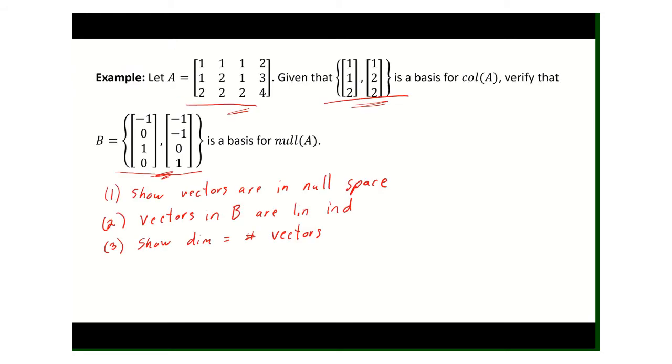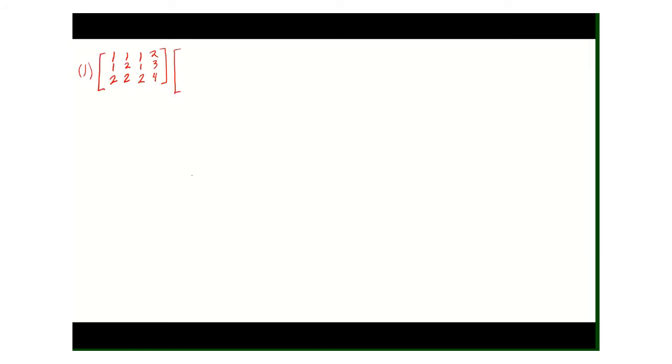This is looking at the first item. Multiply it by the matrix, or the vector we have, minus 1, 0, 1, 0. And what do we get? We get minus 1 plus 0 plus 1 plus 0. For our second row, we get minus 1 plus 0 plus 1 plus 0. Then we get minus 2 plus 0 plus 2 plus 0. That equals 0, 0, 0.